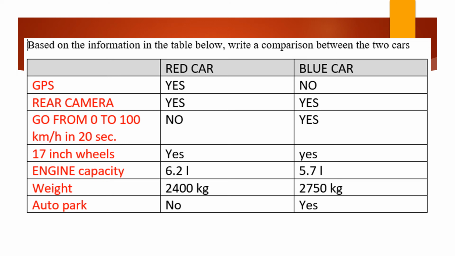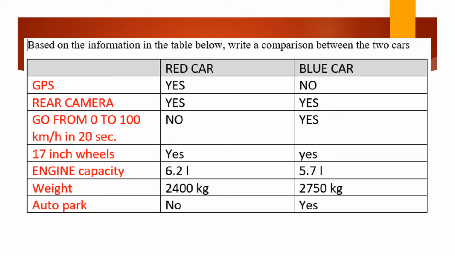Does the red car have 17-inch wheels? 17-inch wheels, sorry. Yes, it does. What about the blue car? Also, it has 17-inch wheels. So both have 17-inch wheels. What about the engine capacity? The engine capacity in the red car is 6.2 liters, but in the blue car it's 5.7 liters. The weight, the red car is 2,400 kilograms, but the blue car is 2,750 kilograms.